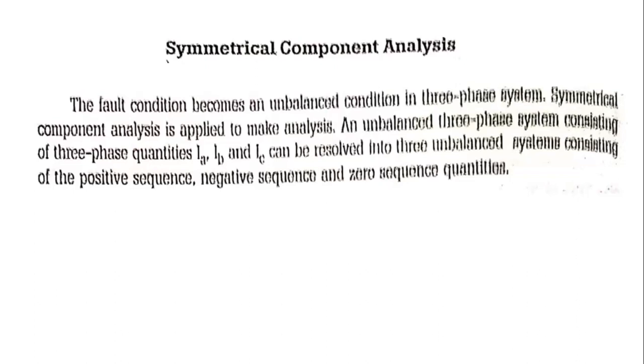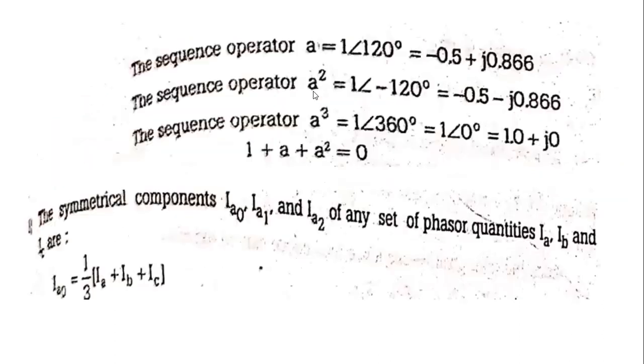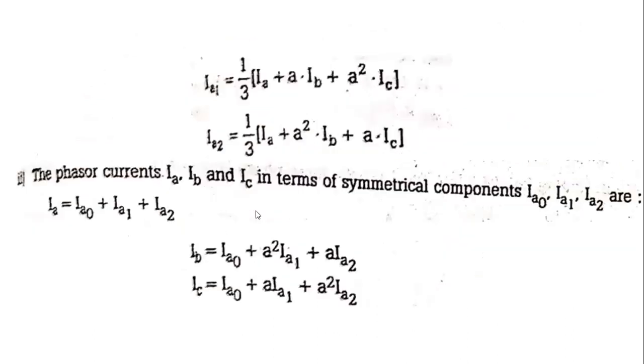We use three sequences: positive sequence, negative sequence, and zero sequence. By using these formulas, we can easily calculate the phase currents. These are the phasor currents obtained from the symmetrical component analysis. These are the formulas that will be used to calculate them.